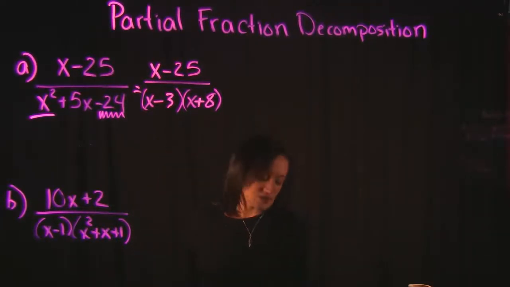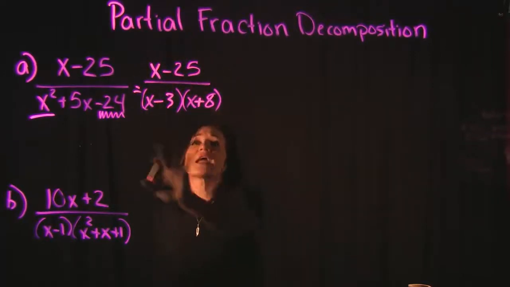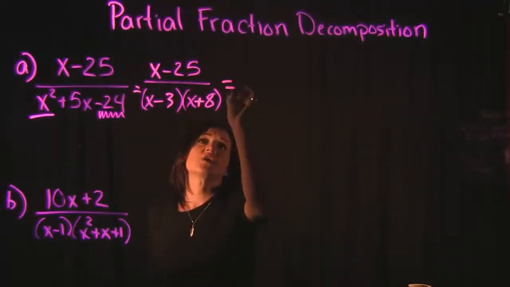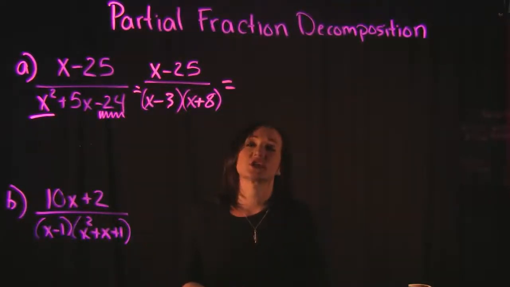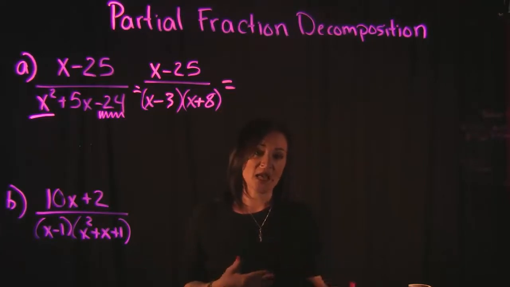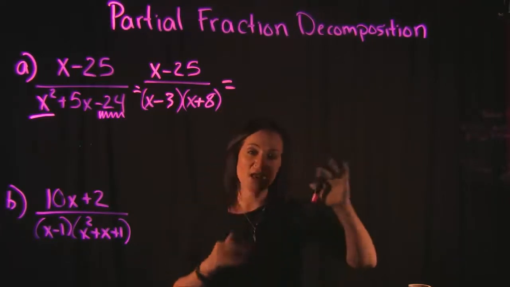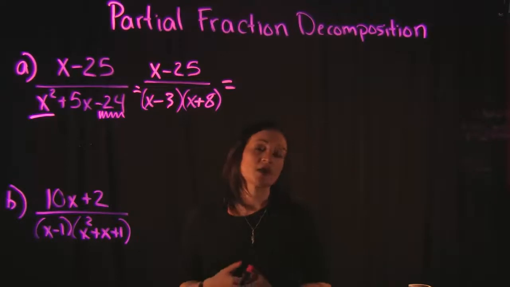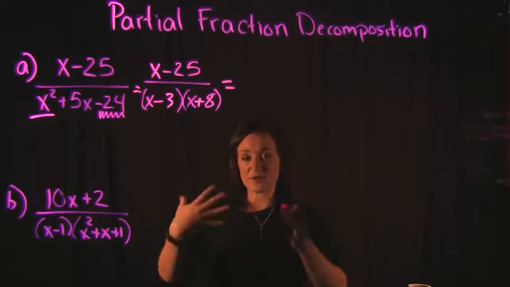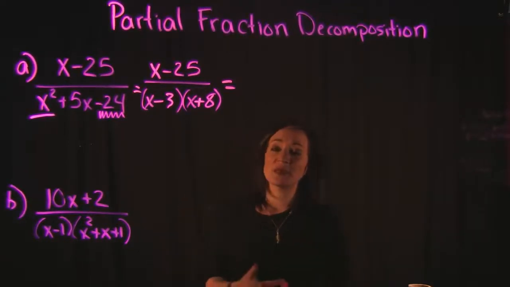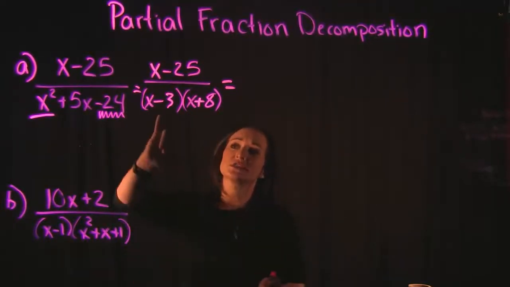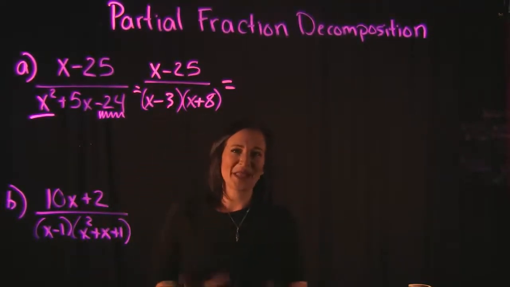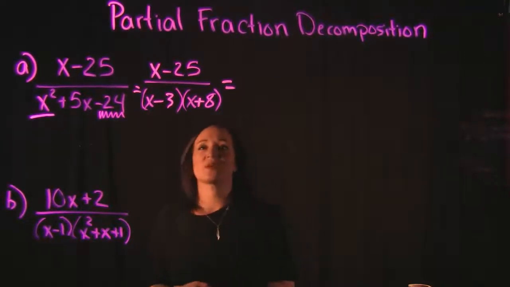Then what we have to do at this point is take our rational expression and set it equal to a new fraction. That new fraction is going to look like this: we assign a letter for our numerators, A, B, C, D, and so on, based off how many different factors you have in your denominator. So it's one letter per factor in the denominator.